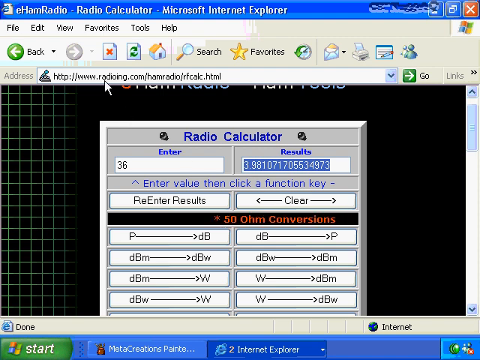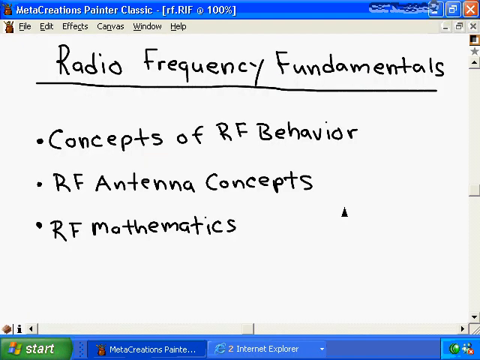I recommend pausing the video so you can jot down this URL. Or if this URL ever changes, you can simply do a search in your favorite search engine for decibel to watt conversion calculator, and that should give you several calculators to pick from to do these conversions. And with that, that brings us to the end of this video. Let's go back to our introductory whiteboard and do a recap of what we've learned.